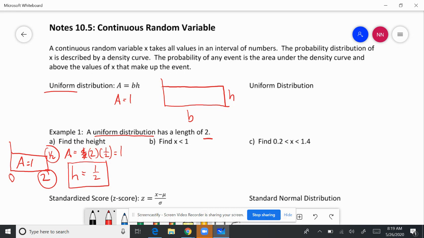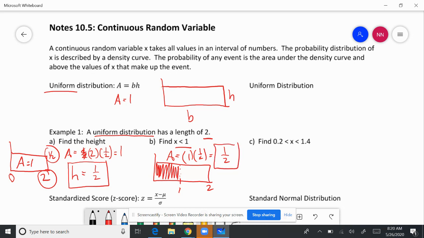Now we're going to find our area when x is less than 1. So we have a uniform distribution, and since the length is 2, 1 would be right in the middle. What we want is everything less than 1. So when we use the area model, our base is 1, our height is 1/2, so that would equal 1/2. That would be our area.